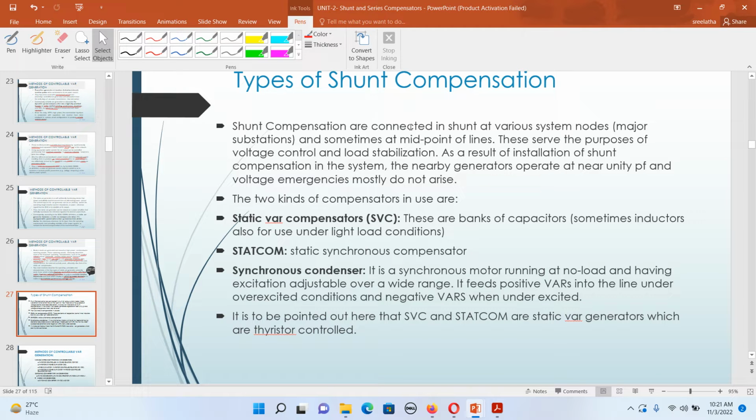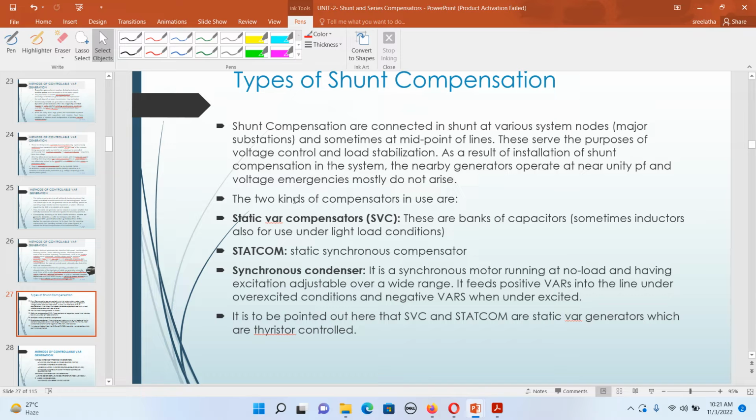So why do we go for shunt compensation? Especially, we go for shunt compensation for voltage control and load stabilization. Where do we install them? Usually, we install them at the midpoint of the lines or at the edges of the transmission lines. And what is the other added benefit of it? It takes care of power factor, and also it takes care of damping oscillations. So these are the benefits of having shunt compensation.